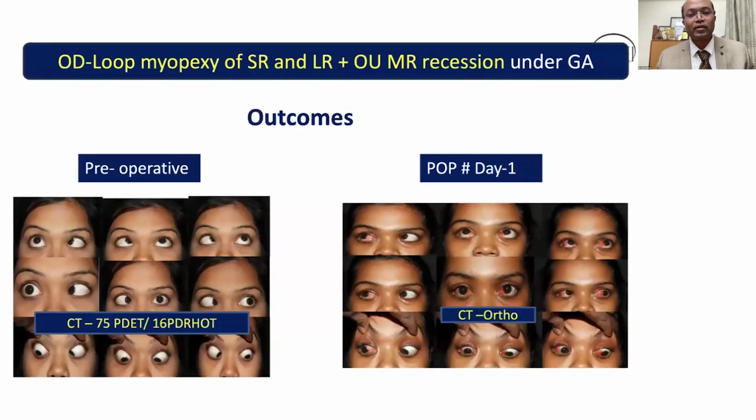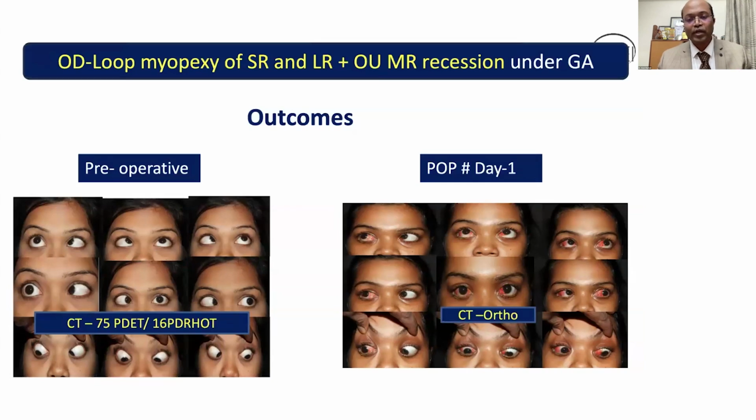This is another case where I did right eye loop myopexy along with bilateral medial rectus recession. Again, why bilateral and why not unilateral? It depends upon how much the primary deviation is. A deviation of almost 75 prism diopters cannot be tackled by doing unilateral MR and loop myopexy. You need to touch the other eye's MR to get a great outcome.